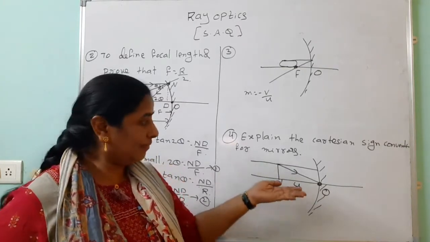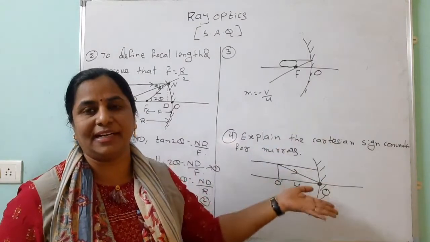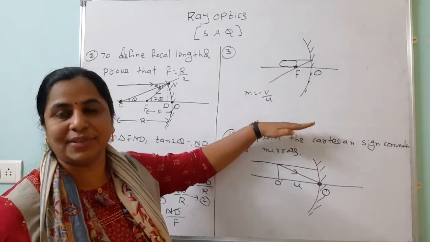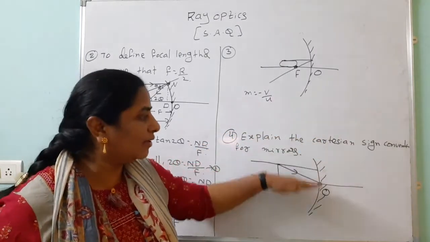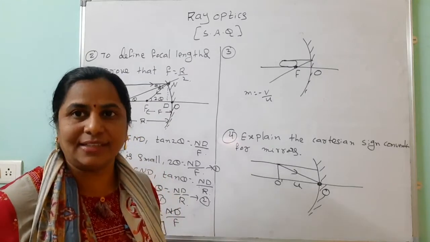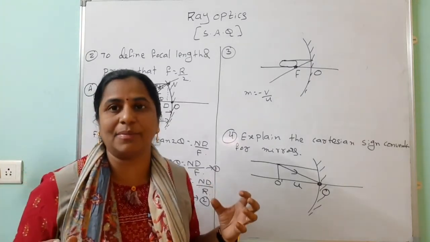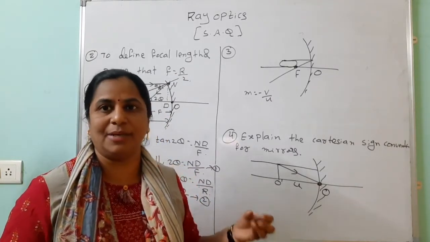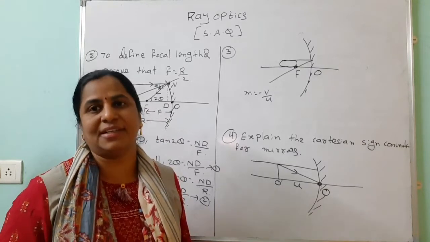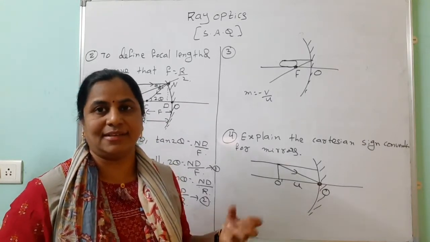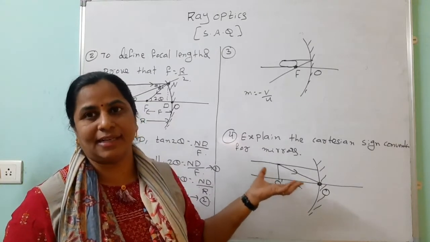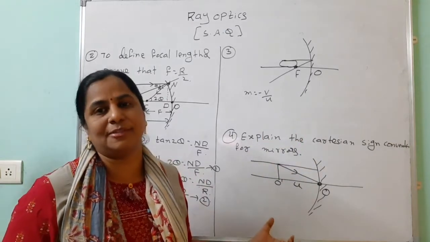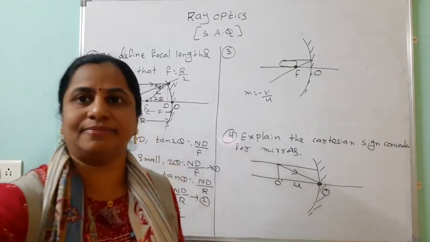And one more thing, if we are measuring the height of the object and the height of the image, and finding the magnifying power, if it is above the principal axis, we should consider it positive, and below the principal axis we consider it negative. Just remember that when we are measuring distances opposite to the incident rays, those are negative. It may be focal length, object distance, or image distance. Like that, with heights, any value above the principal axis we consider positive, and below the principal axis we consider negative.